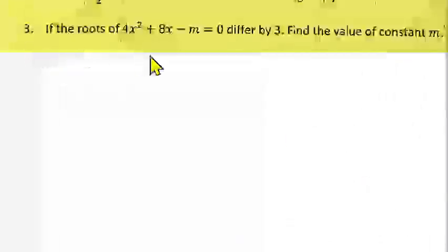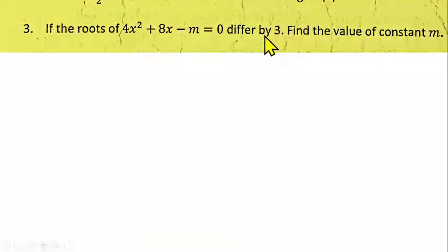Question number 3 is from the sum of roots and product of roots of a quadratic equation. Given that the roots of the quadratic equation 4x squared plus 8x minus m equals 0 differ by 3, find the value of the constant m.